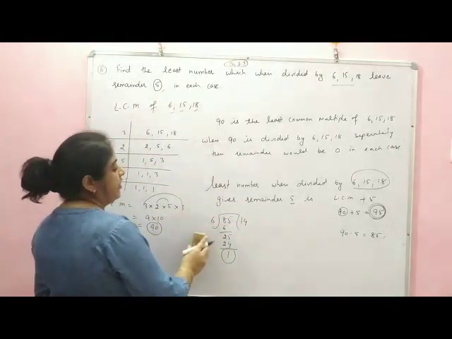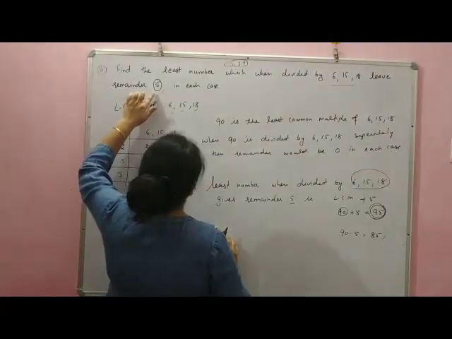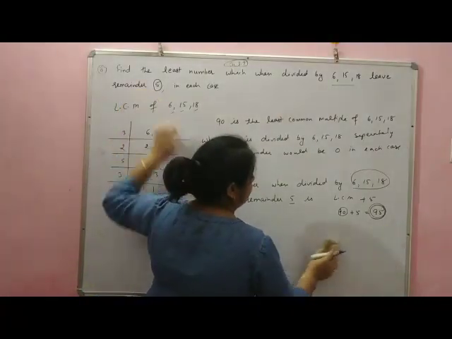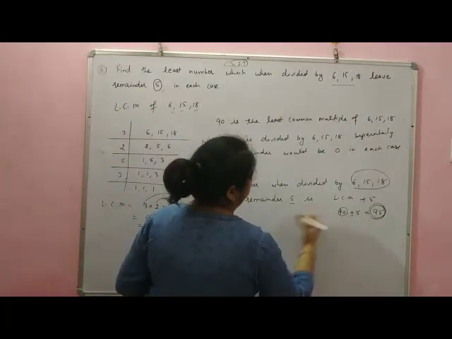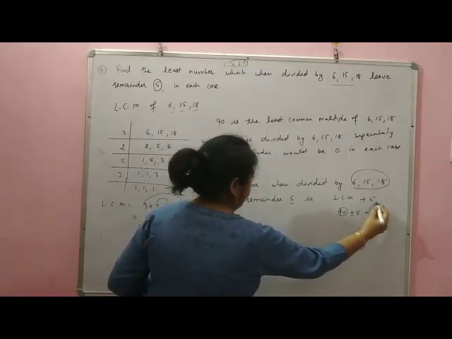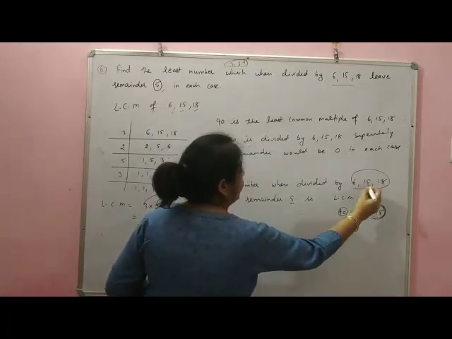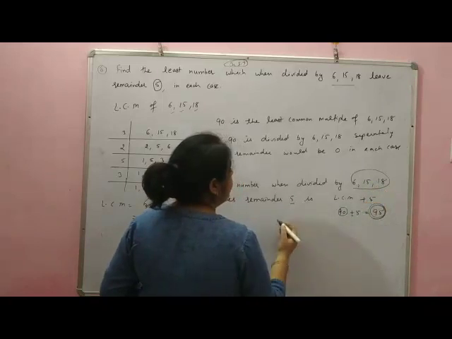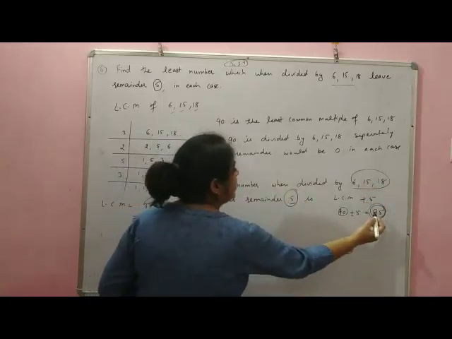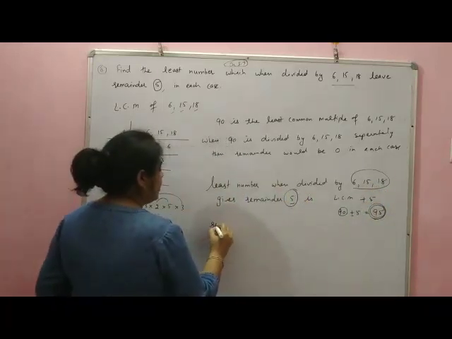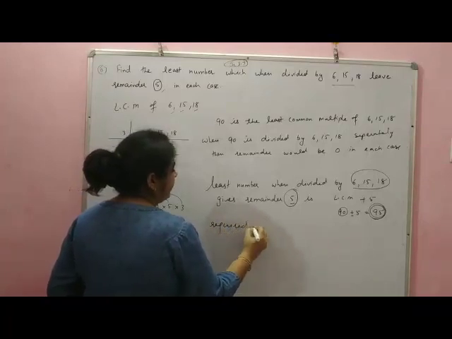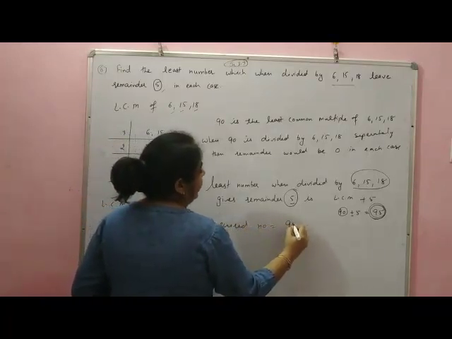So it means when we have to find this type of question, giving the remainder 5, we will add that remainder. So what is the least number? The least number which when divided by these numbers gives you the remainder 5 in each case is 95. So what is your required number? It is 95.